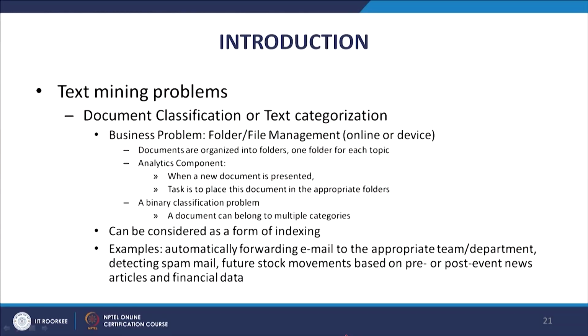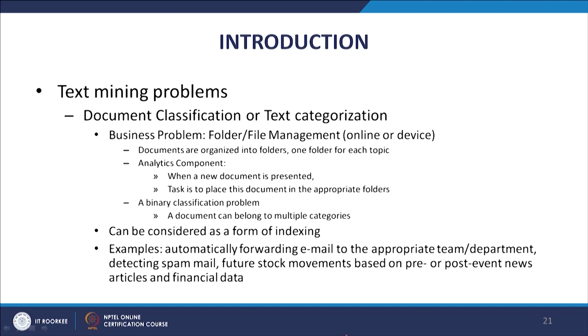A few examples of this kind of text mining problem are automatically forwarding email to the appropriate team or department. Typically in an organization, different teams deal with different kinds of work. So when a complaint comes from the client side, which team is supposed to deal with it? Can we train a model based on previous instances and predict which team should look at that particular complaint? That kind of classification can be really useful to improve efficiency in an organization.